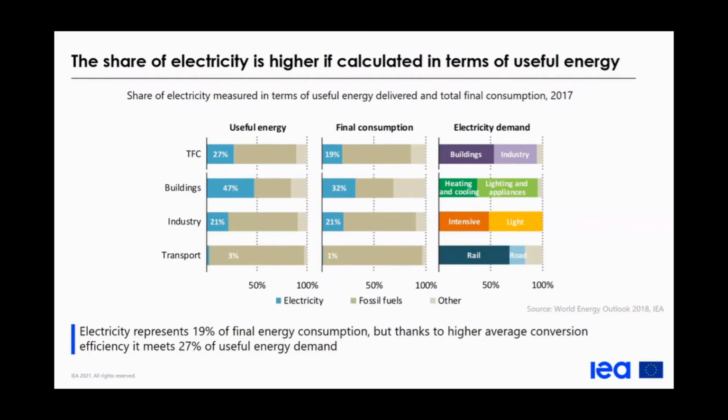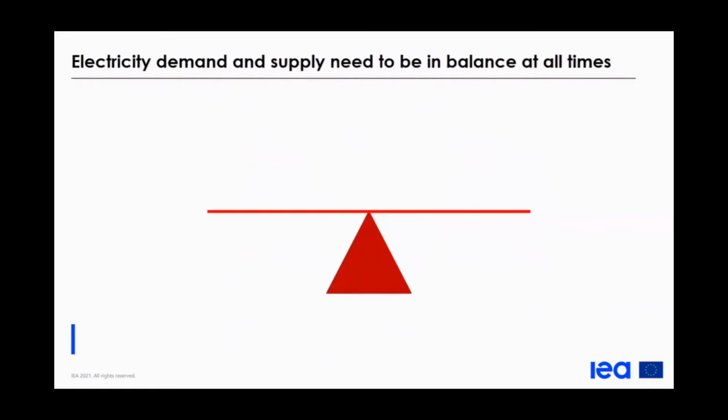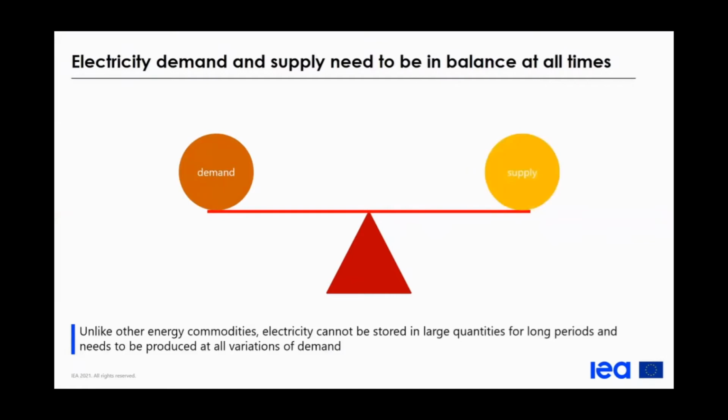Going forward, one very important characteristic to keep in mind when we are talking about electricity is that it cannot be stored in large quantities or for very long periods of time. We have some exceptions, thinking about large hydro storage facilities, for example. But the point is that it's very different from other energy commodities such as oil, gas, and coal. The consequence is that we need to balance the system all the time. Electricity demand must be met at all times by electricity production. And for all this variation that we see over the course of the year or even at the second time frame.